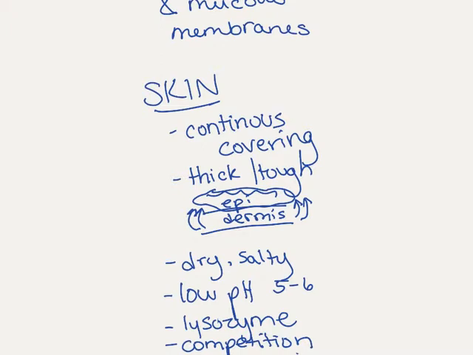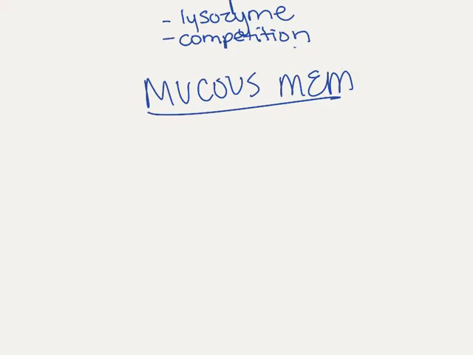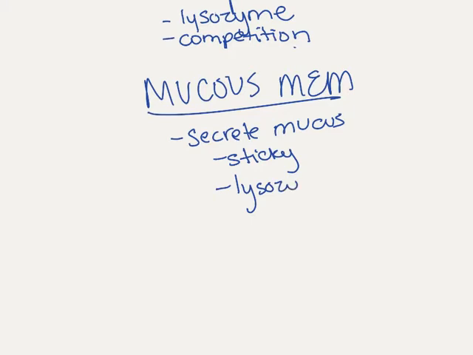And next we need to look at the mucous membrane. So anywhere you don't have skin, you have mucosal membranes. And why is that important? Well, what are they doing? They're secreting mucus. And mucus is going to be really sticky, so anything that tries to get in is going to be trapped. They also have lysozymes in the mucus. And an unfavorable pH.